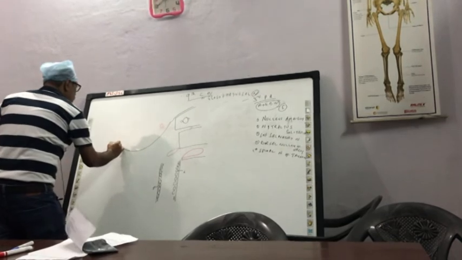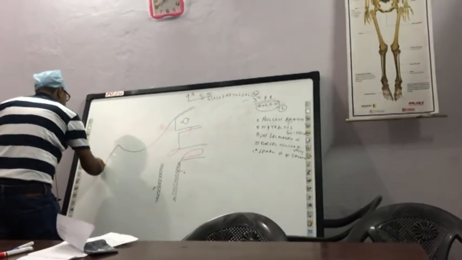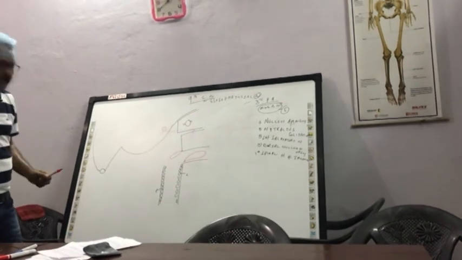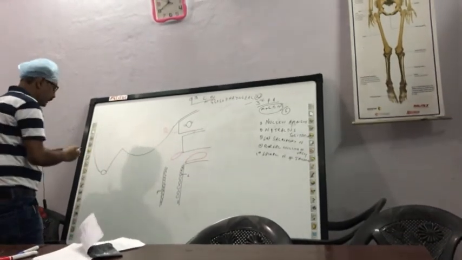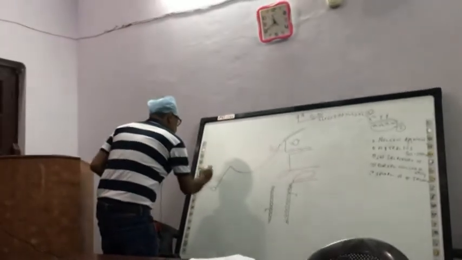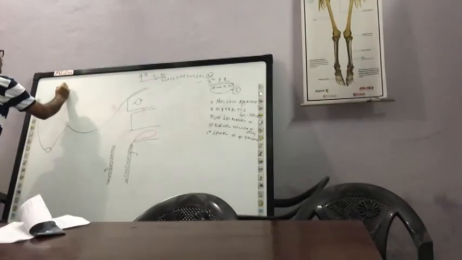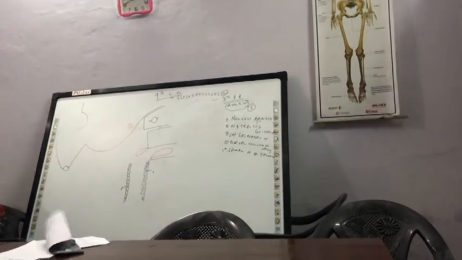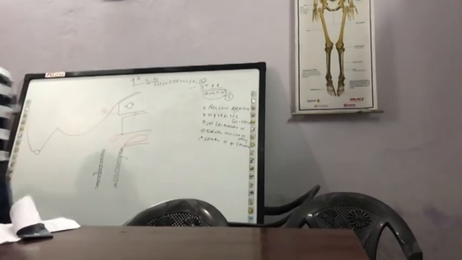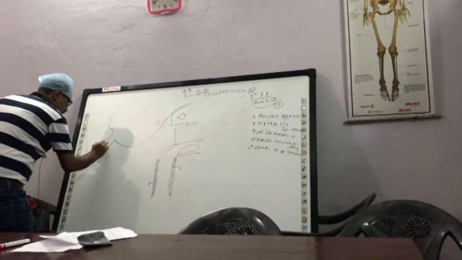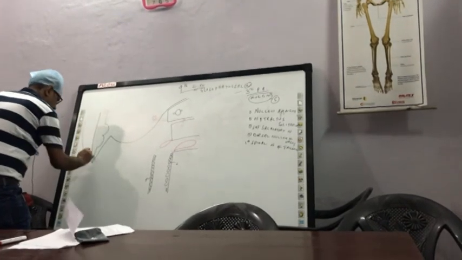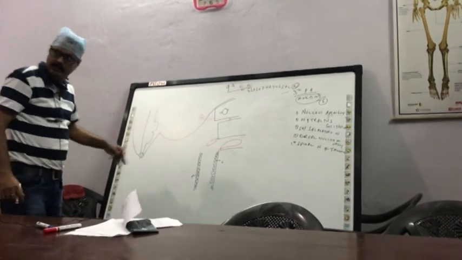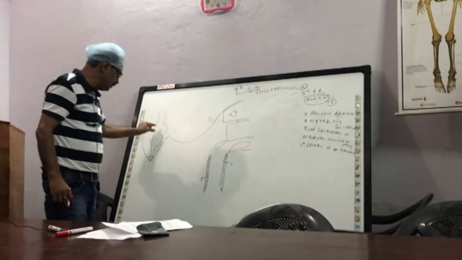Now, we have the middle cranial fossa, and the posterior cranial fossa, which has the foramen magnum, and this completes the skull. This is the middle cranial fossa, and this is the posterior cranial fossa. This is the foramen magnum, through which the medulla continues. So this is about the brain stem part.